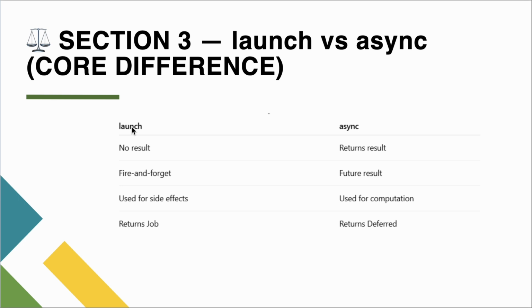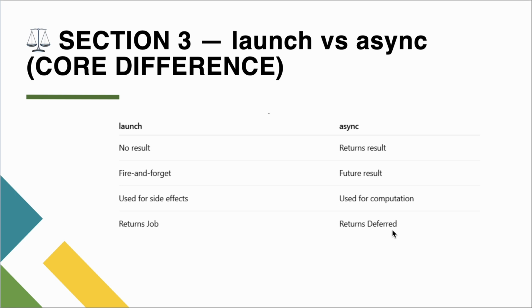So the return type of launch is Job. Guys, don't confuse yourself. Although it does not return anything, there is a return type of everything, right? So the return type for launch is Job, which can be used for things like job.cancel, job.start. That's what it is used for. And async returns Deferred, meaning the class that you are expecting out of it. That is what it returns. So that is the difference between both of them.